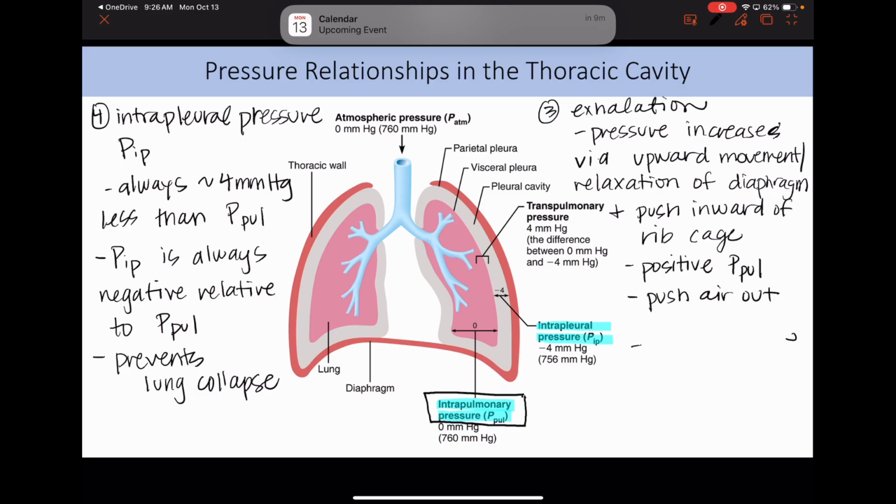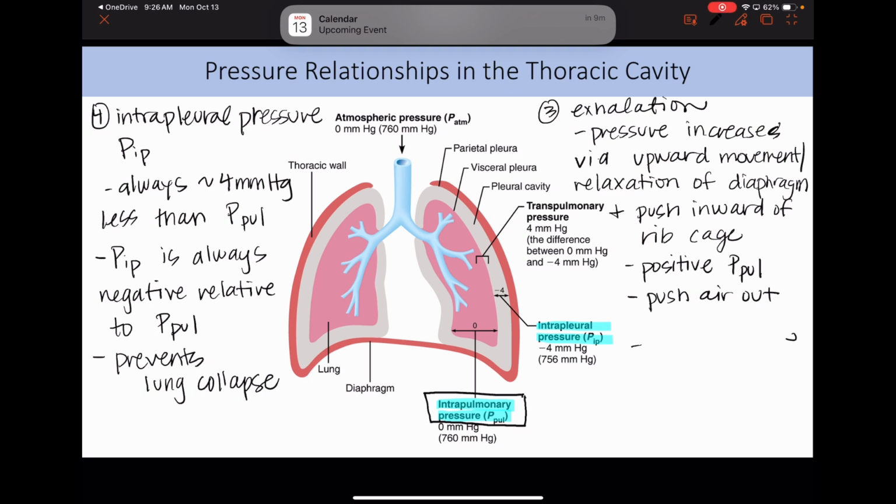Does that make sense to everyone? Okay. Yeah. It's talking about the pleural cavity. Pleural cavity. So in between the visceral and the parietal layers, in that very small space.